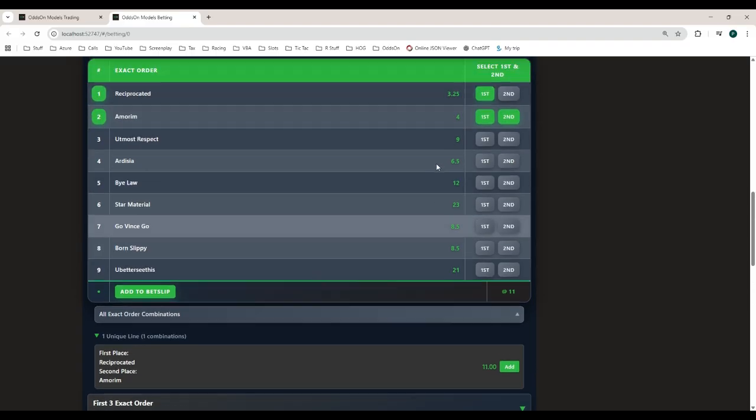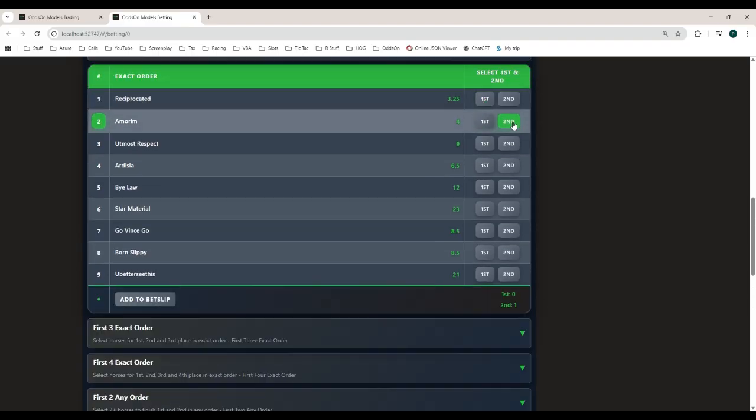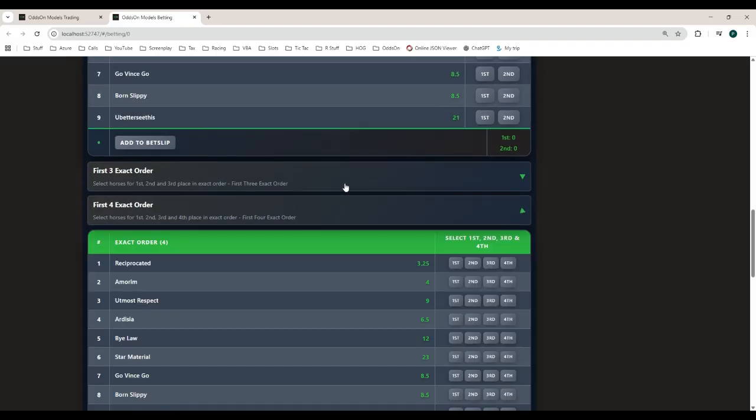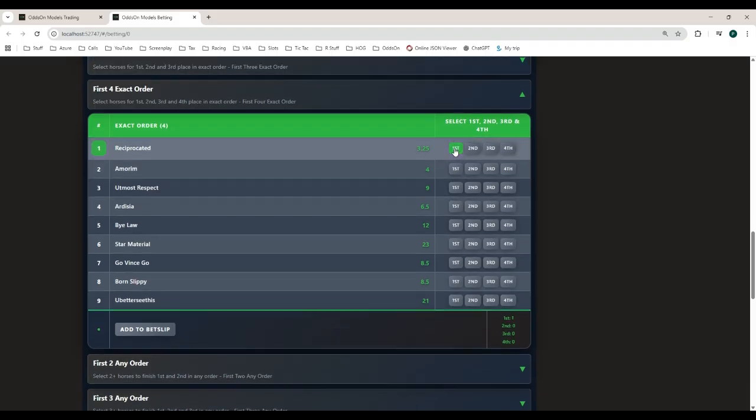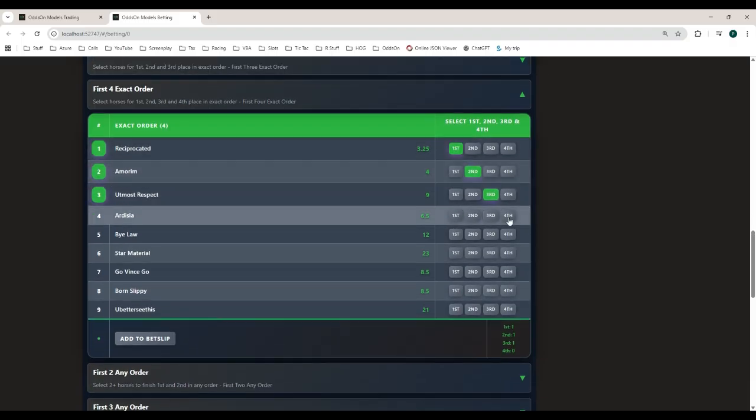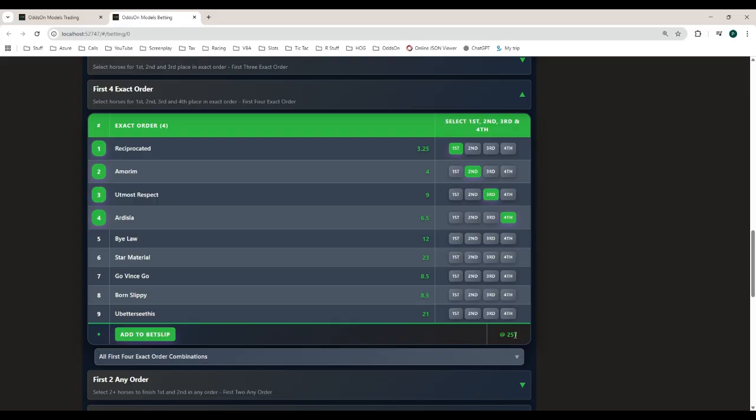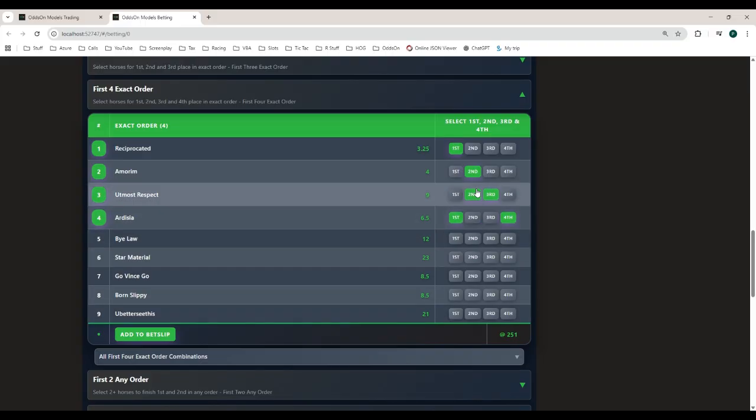You can basically do that for any of your bets. So if we look now at first four, I'll just pick these first four here, look. So that's a 250 to 1 shot. Again, let's maybe make a pattern, why not?